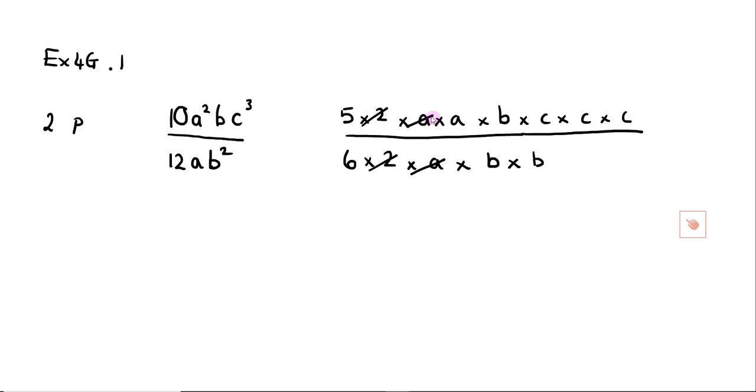This a here and this a we can get rid of. This times b, this times b we can get rid of. So there's nothing else. I can't get rid of that b because there's one there. I've already dealt with that. So what am I left with? I'm left with a 5, an a, and I've still got all 3 of these c's. So I've still got c cubed. As the denominator, I've got the 6. This is gone, but I am left with a b. So I've got 5ac cubed, all divided by 6b.